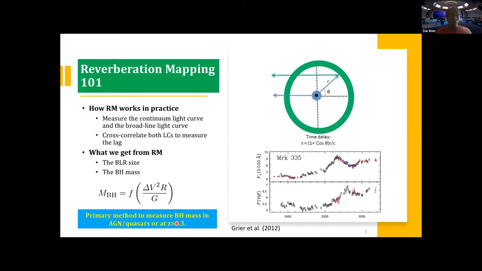Okay, so let me get into a little bit of technical details of how reverberation mapping works in practice. And from now on, I'm going to focus on the reverberation mapping of the broad line region.